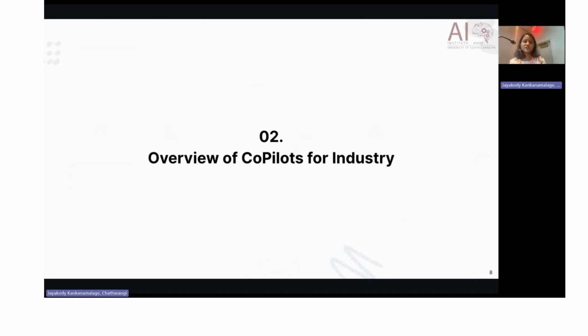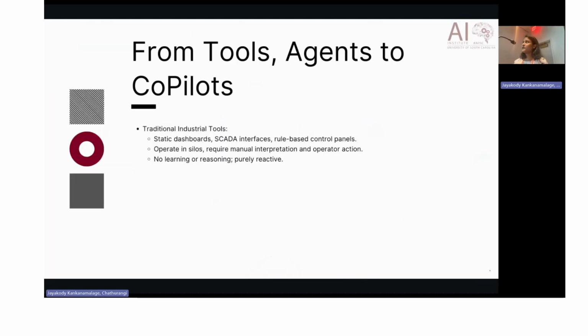Moving on to the second main section, the overview of copilots for industry. To begin with, earlier in industries and manufacturing facilities, they had tools like static dashboards, SCADA interfaces, and rule-based control panels. These systems were mostly static. They served the industries well, but their capabilities were limited.